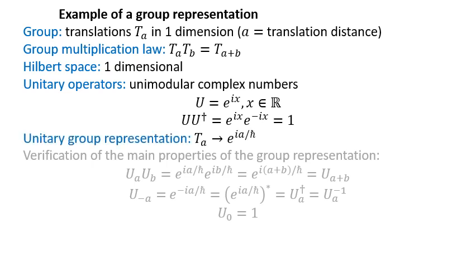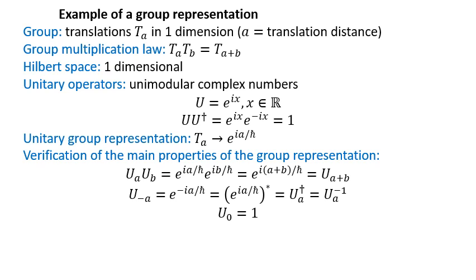Now, I claim that one possible unitary representation of the translation group is given by this formula. To each translation for the distance A corresponds an exponent of i times A divided by h bar. I have decided to use h bar as a factor here, but in fact I could choose any real constant. As we will see later, real physical representations of the Poincaré group always have h bar as a factor in the exponent.